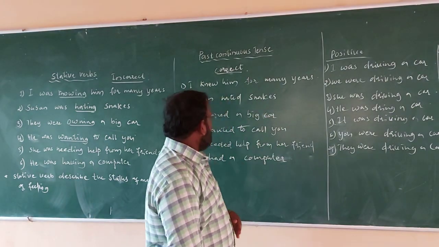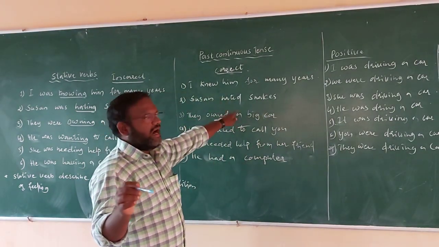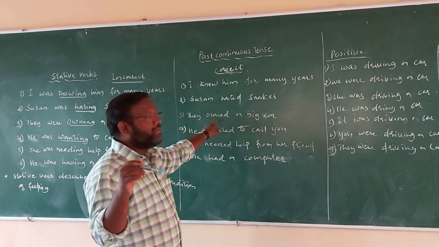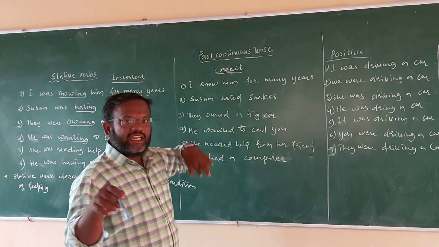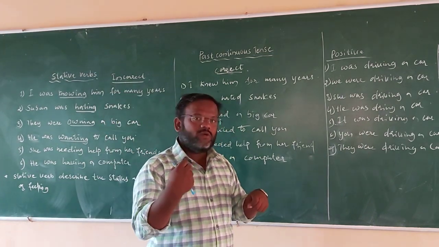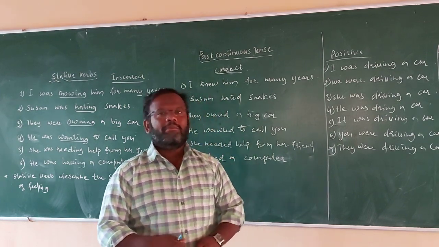Then what should be the correct answer? The correct one is: they owned a big car. Again, simple past tense. Know that all the stative forms of a verb, whenever we use them in sentences, we must use in the simple past.